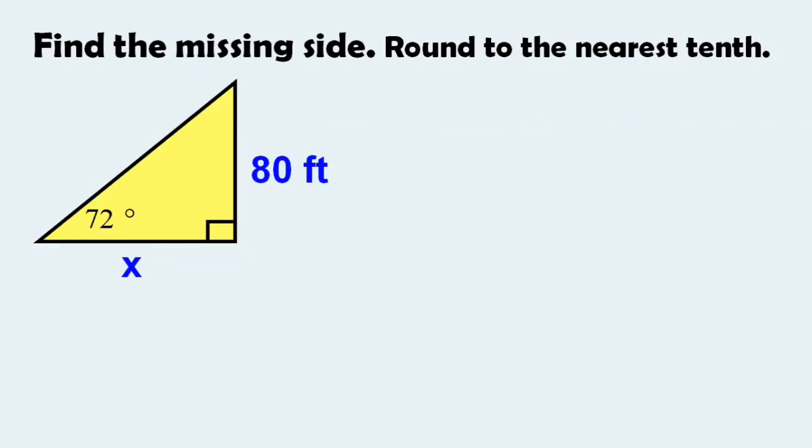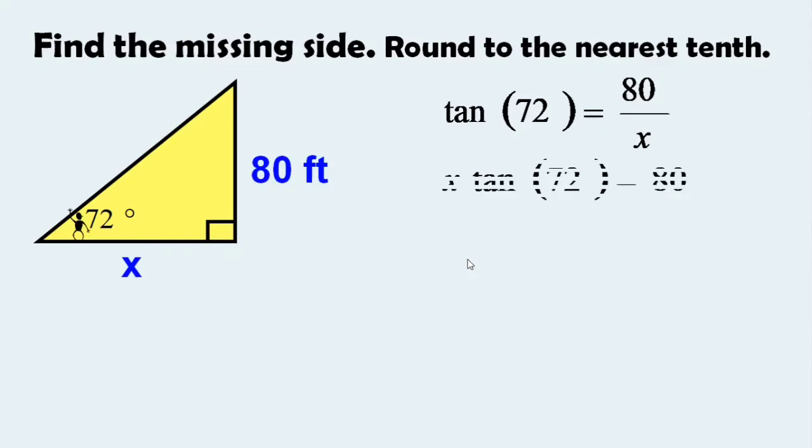Finding the missing side, and you can round to the nearest tenth. So this time we have this given angle which is equal to 72 degrees and the opposite side which is equal to 80 feet. So we can use our tangent this time. So tangent of 72 degrees is equal to the opposite side, which is 80, divided by your adjacent side, which is your x. Now cross multiplying, we have x times tangent of 72 degrees is equal to 80.